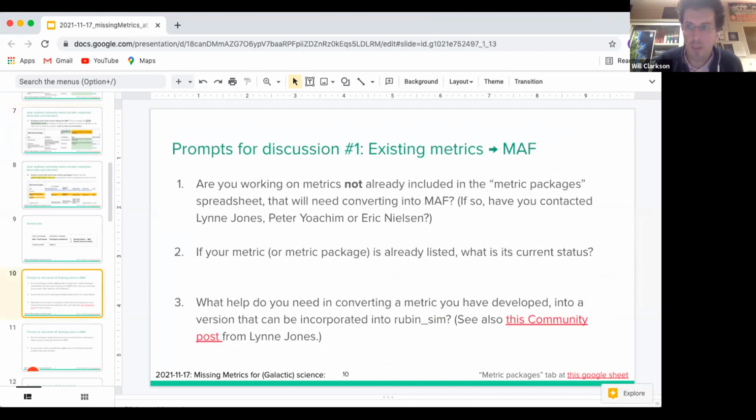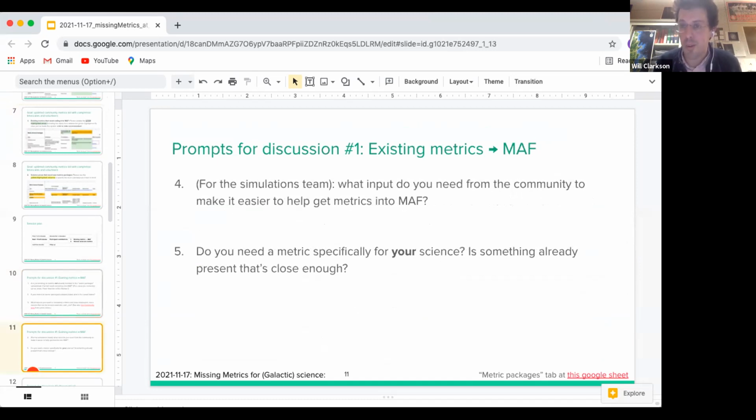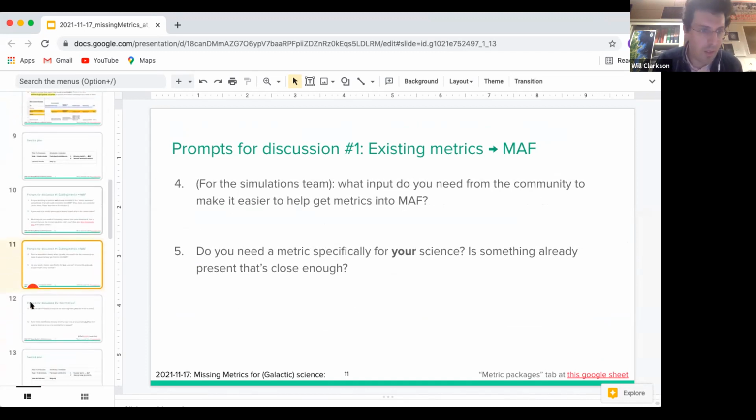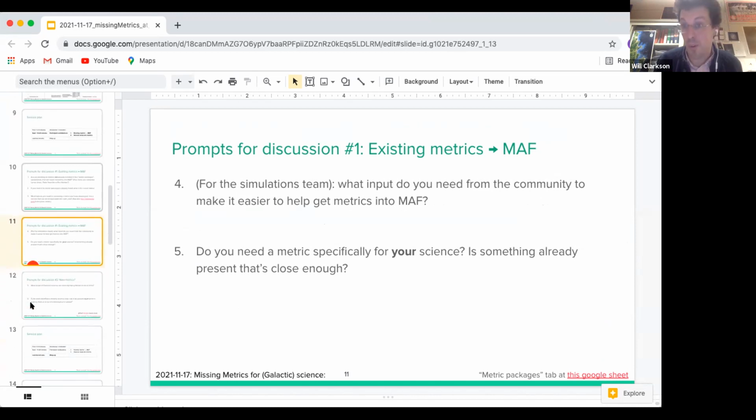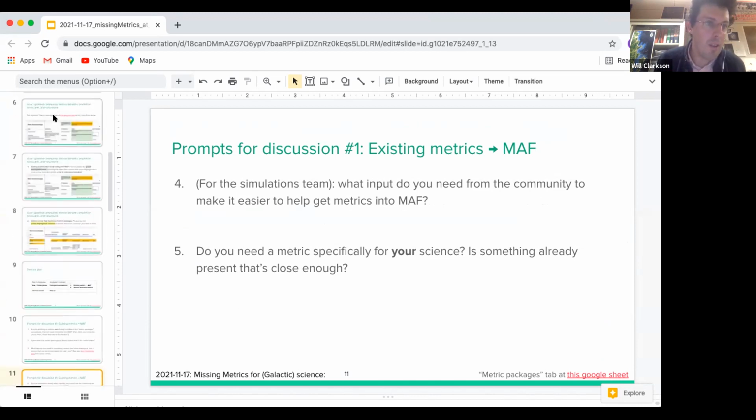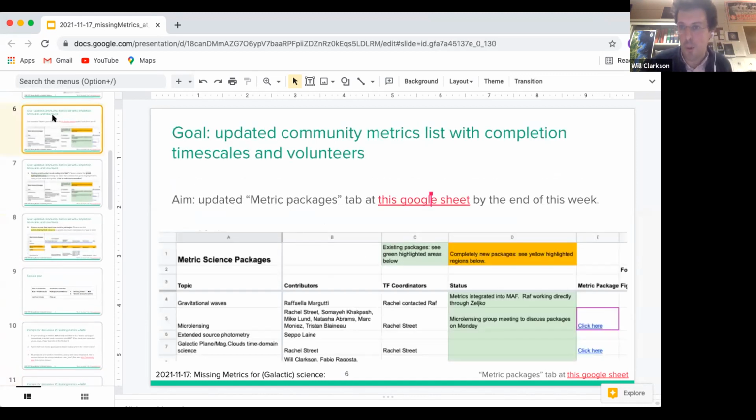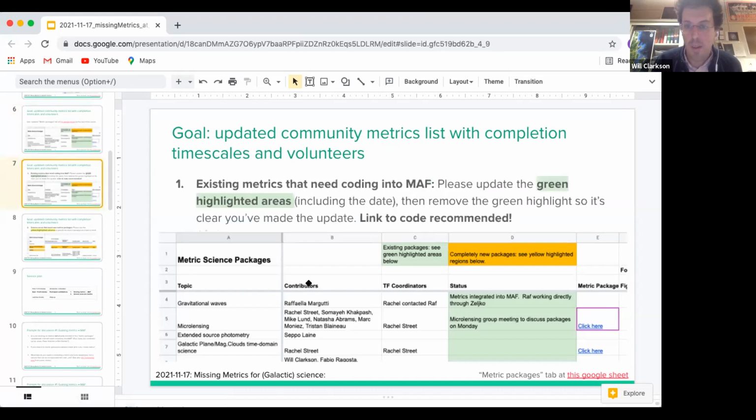Rather than have discussion on the new science that requires new metrics, I'll just flash up the discussion prompts for people to think about. Then the best way to wrap this up, so we can move on to the TRO session, is I'll flash up again the recommendation for how people can communicate the status of their work. If you have an existing metric that you're working on, I recommend that you update the green areas in the spreadsheet, and please, if you can, date them, at least for the moment, so that people know it's been updated recently.